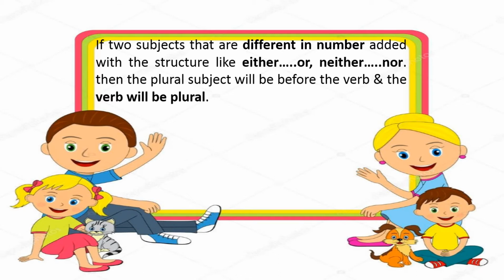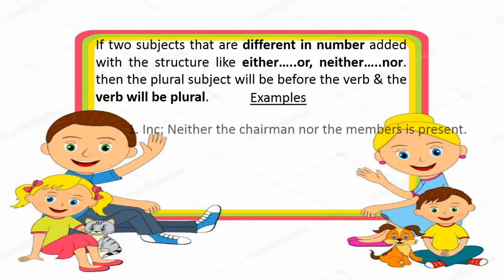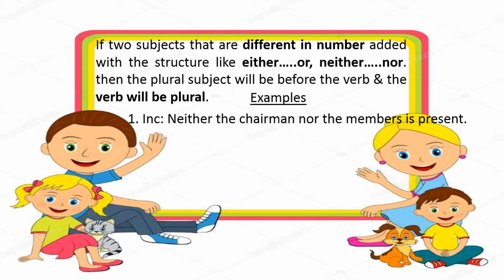If two subjects are different in number and are joined with a structure like either-or or neither-nor, then the verb will be plural. Let's have some examples here. Neither the chairman nor the members is present.